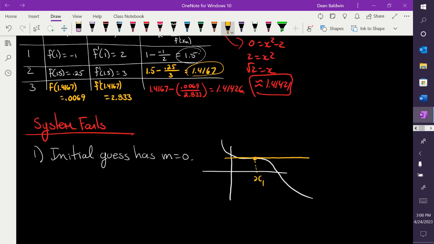That's not going to work because the whole point is to make this hit the x-intercept and then use that to generate the next one. But if it's never going to hit, then it doesn't make any sense. Okay?